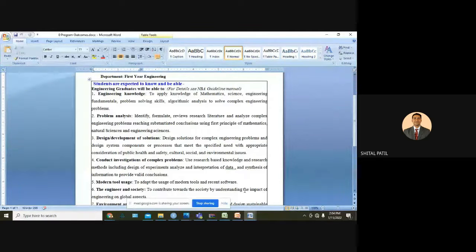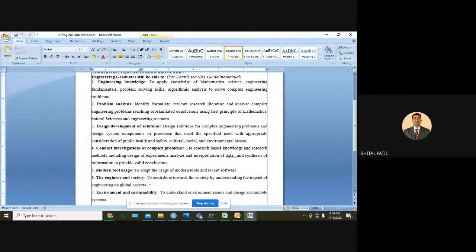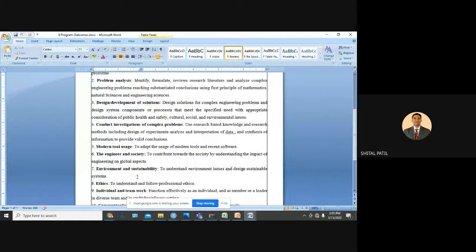One is engineering knowledge: to apply knowledge of mathematics, science, engineering fundamentals, problem solving skills, and algorithm analysis to solve complex engineering problems. Second is problem analysis: identify, formulate, review research literature and analyze complex engineering problems, reaching sustainable conclusions using the first principles of mathematics, science and engineering sciences. Then design and development of solutions. So we have to design a solution for the complex engineering problem. Next, conduct investigation of complex engineering problems, so use research-based knowledge.